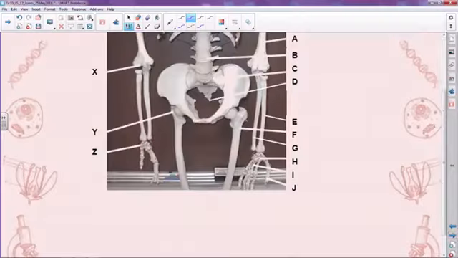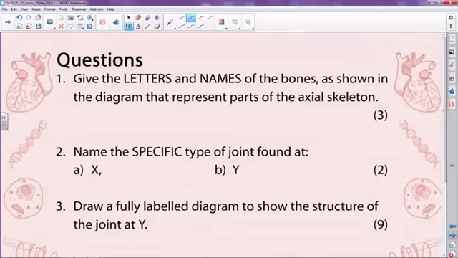Okay, another similar question. What have I given you? The skeleton. You need to tie it up with the skeletal system. Now, the first question that you are asked is to give the letters and names. As soon as something is in capital letters, that means you need to pay attention. Of the bones as shown in the diagram that represent, and this is the catch, the axial skeleton. They want you to look at the bones and which parts make up the axial skeleton.